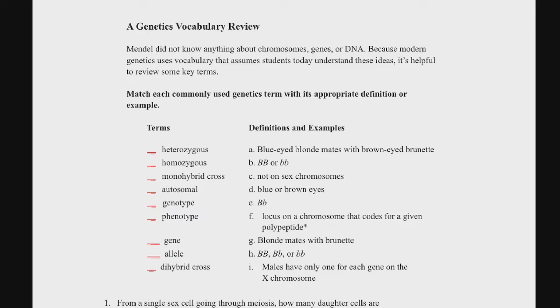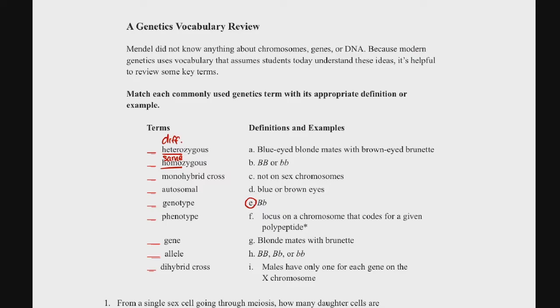Heterozygous means different. Homo means same. So therefore, if we're looking for something different, E would be our heterozygous answer.